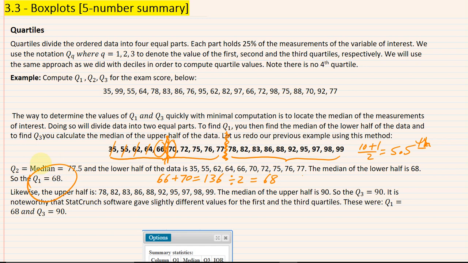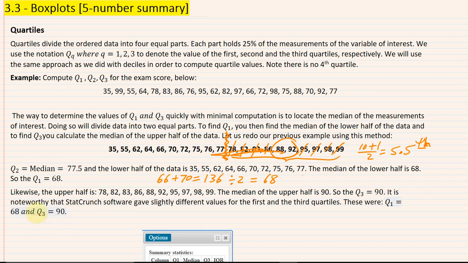Now we're going to follow the same procedure to find the median of the upper half. So I'm going to go 1, 2, 3, 4. 1, 2, 3, 4. Now we need to average 88 plus 92. The average of those two numbers turns out to be 90. Therefore, Q3 is going to be 90. And that's how I found this number that's down here.